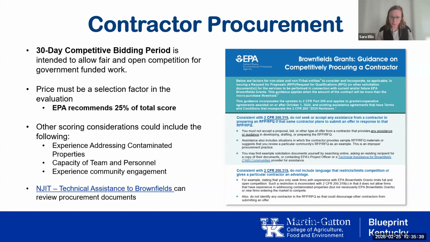NJIT, they have our Technical Assistance to Brownfields program. There's a link in the slide. They will review your procurements for you. They're a wonderful resource. It's free. Reach out to them. And then just a few other details on this. EPA does strongly recommend, and I would say if the EPA is recommending it, just do it, that 25% of the total score of the procurement. So when you put out the procurement, you have factors of what is the experience of this team? What is their capacity? 25% of your score should be pricing, and that's to help get you good competitive bids.